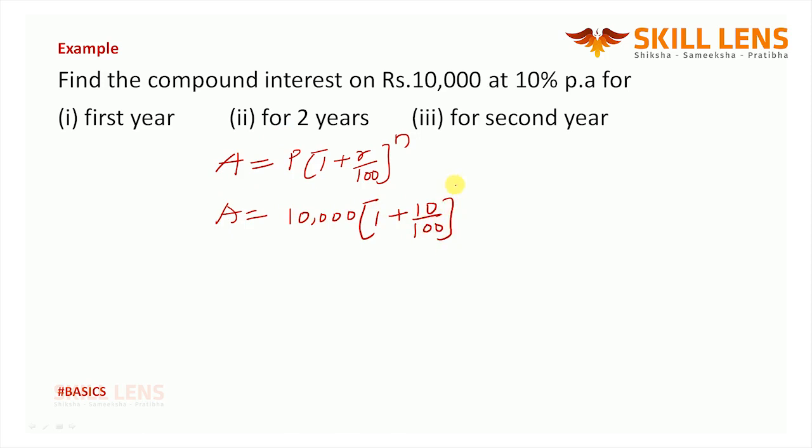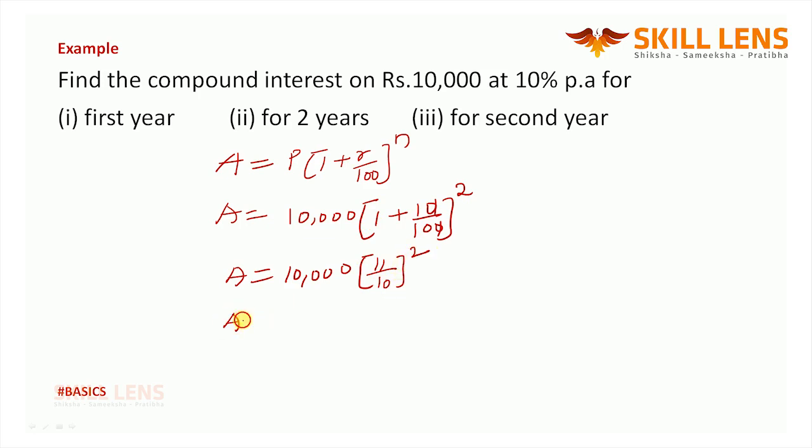Okay, for how many years? The time period is 2 years. Then the amount is going to be 10,000 into, so the 0s will get cancelled. 10 ones are 10, 10 plus 1 is what? 11. 11 by 10 whole square.